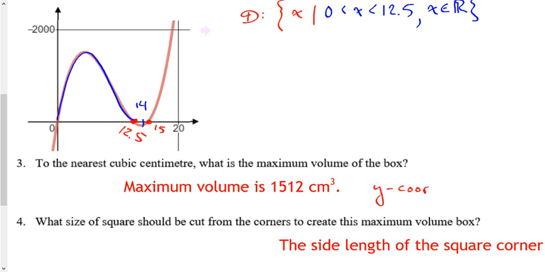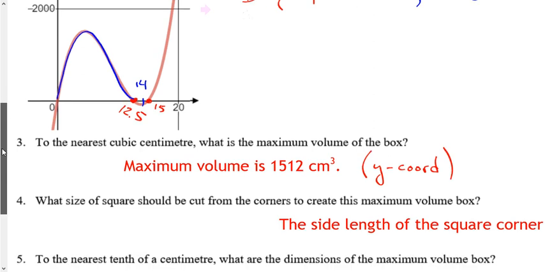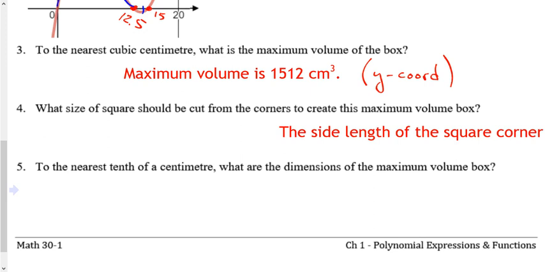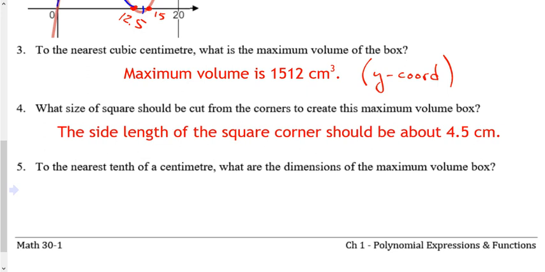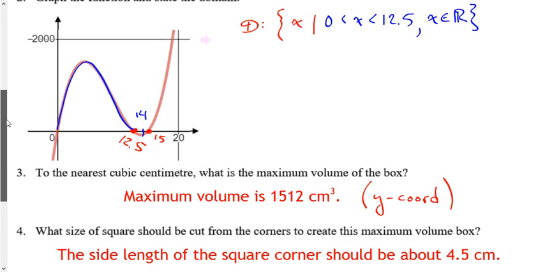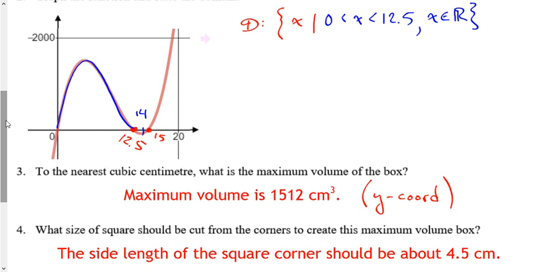And then for the next one, what size of square? That's going to be the x coordinate for the maximum. And we got it the same way. Oh, a marker here. That's the problem. Should be about 4.5 centimeters. So that was saying that this point, 4.5, comma, 15. So that's the x coordinate.